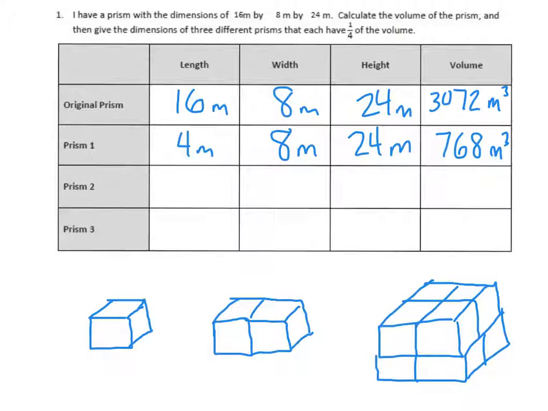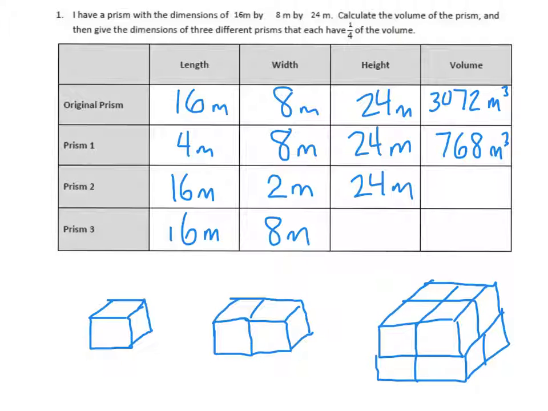Now for another prism, I could leave the first dimension alone, and I could cut the second one by 4, leave the third one alone. Or I could leave the first one alone, the second one alone, and cut the last one by 4, take 1/4 of it. Either way, I'm going to keep getting 768 meters cubed. Now, if I had messed with more than one dimension at a time, I would have had a problem.